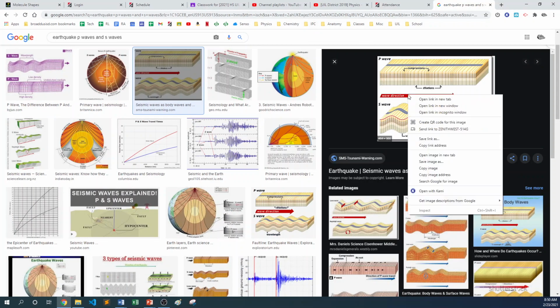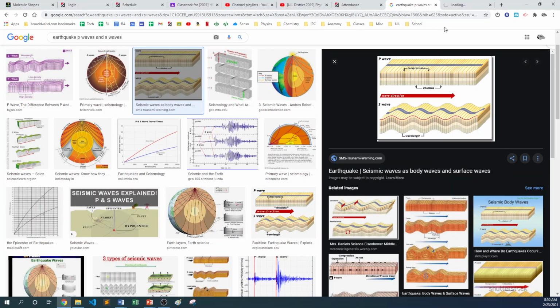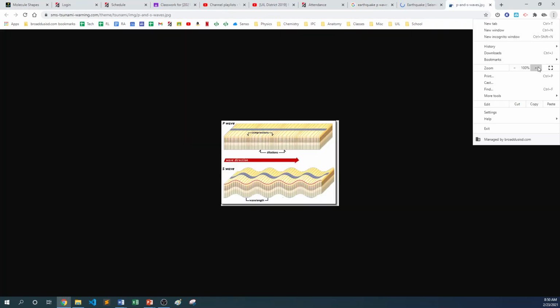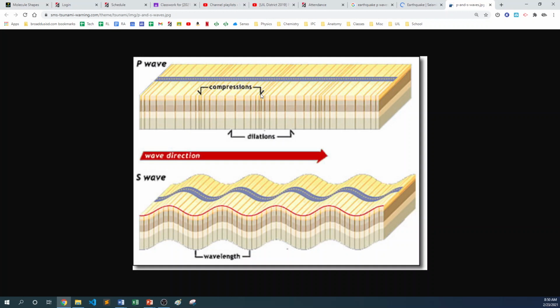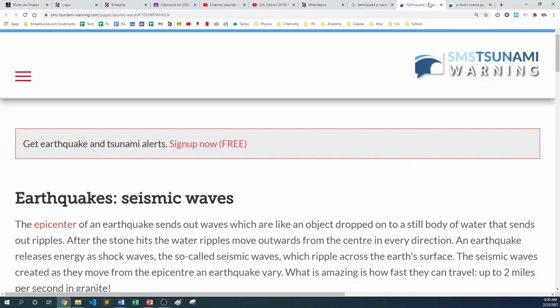In earthquakes, we actually see both waves, longitudinal and transverse. P waves, principal waves, are the compressions and dilations. What type of wave is this? Longitudinal. Yeah. And S waves are the traditional sine curves. That's where the ground's vibrating up and down. Whenever an earthquake happens, both of these waves are created.